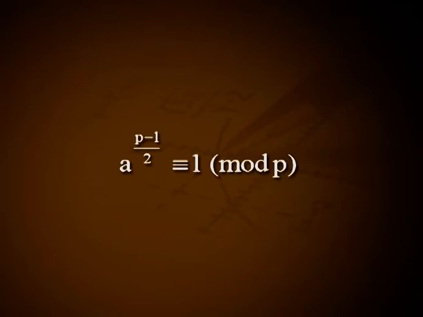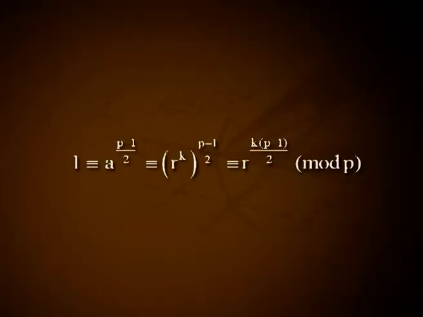Conversely, let a raised to (p minus 1) by 2 be congruent to 1 mod p. If r is a primitive root mod p, then 1, r, r squared, etc., r raised to p minus 2 form a reduced residue system mod p, and a is congruent to r raised to k mod p for some integer k, 1 less than or equal to k less than or equal to p minus 2. Now, 1 is congruent to a raised to (p minus 1) by 2, congruent to (r raised to k) whole raised to (p minus 1) by 2, which is congruent to r raised to k times (p minus 1) by 2 mod p.